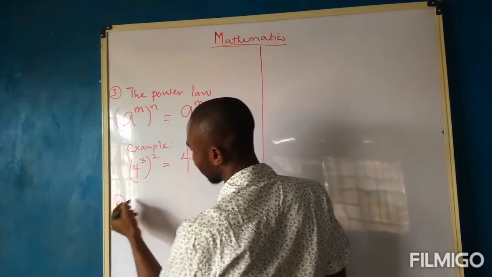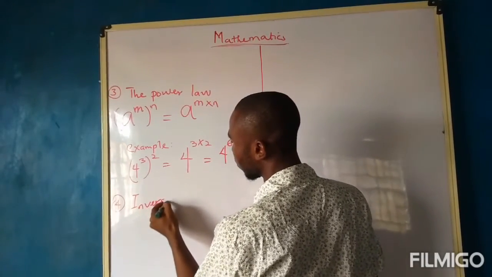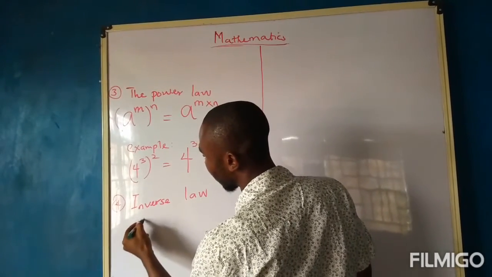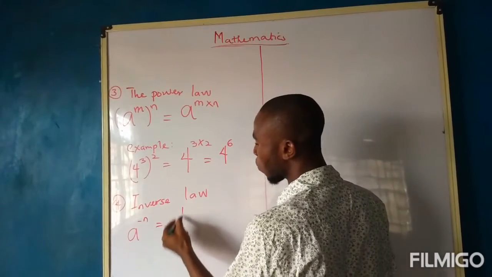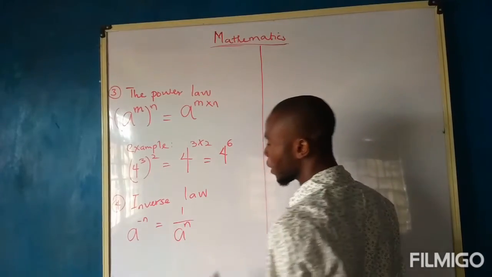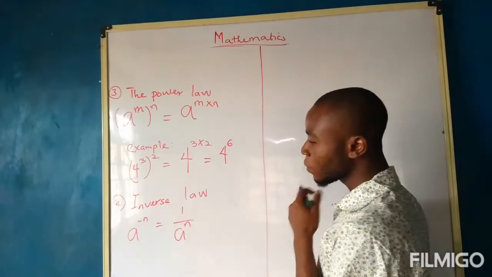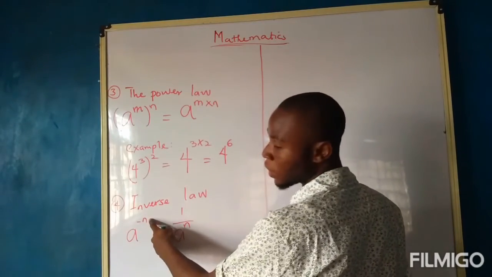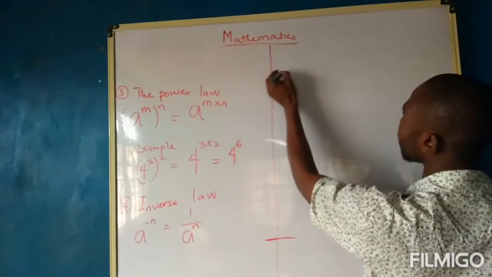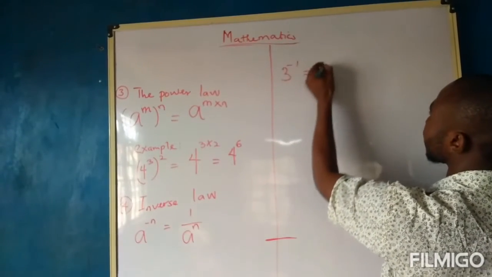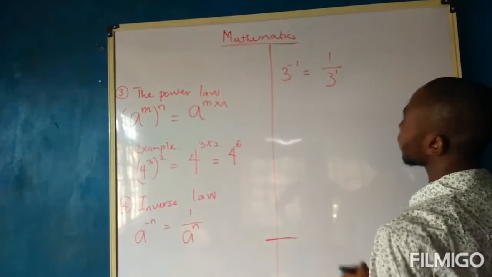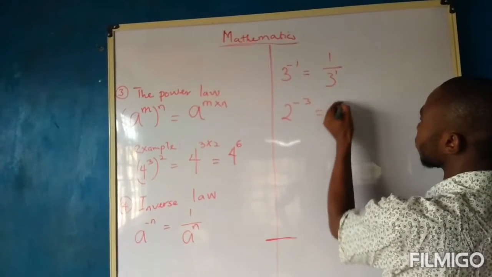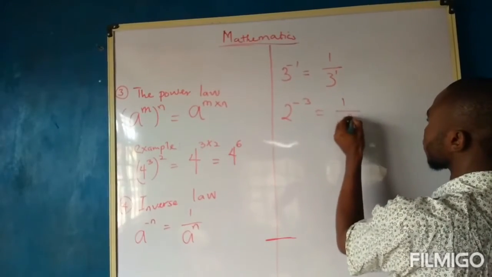Another law to look at is the inverse law. And this says that a raised to the power minus n is equal to 1 over a raised to the power n. From this inverse law, we should be very careful. What it means is 1 over a raised to the power whatever we have here. This is an example of the inverse law: 3 raised to the power minus 1. That is 1 over 3 raised to the power 1. Another one is 2 raised to the power minus 3. That will be 1 over 2 raised to the power 3.